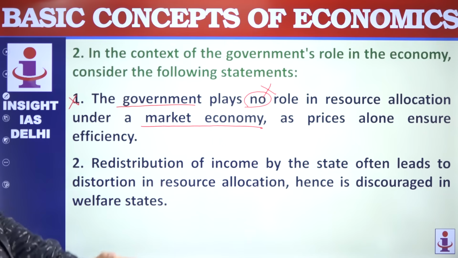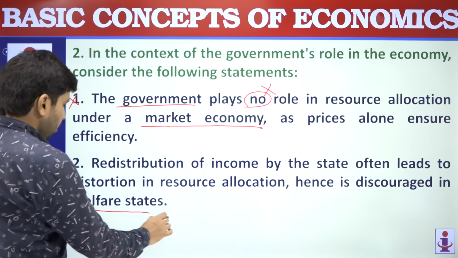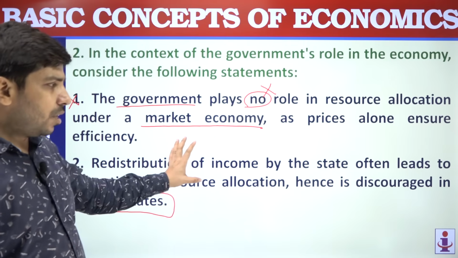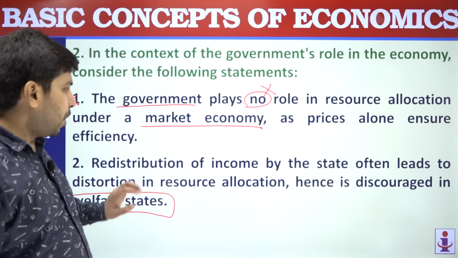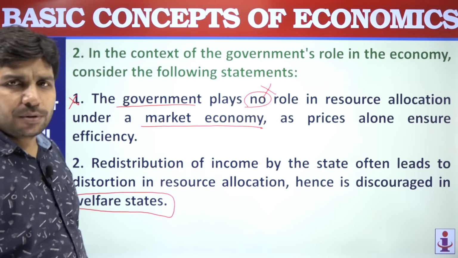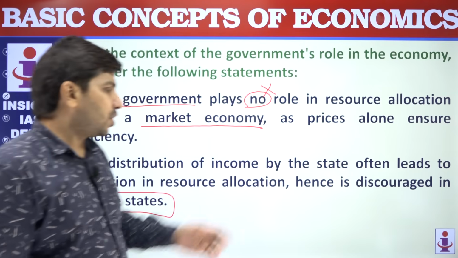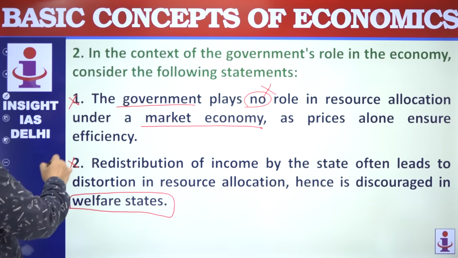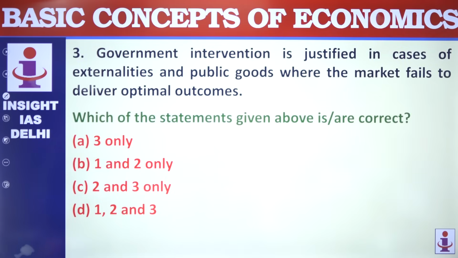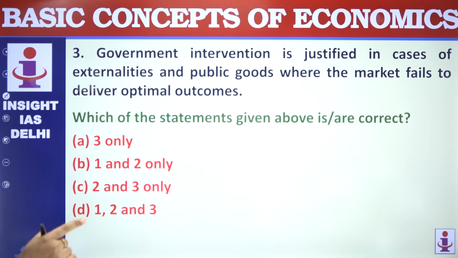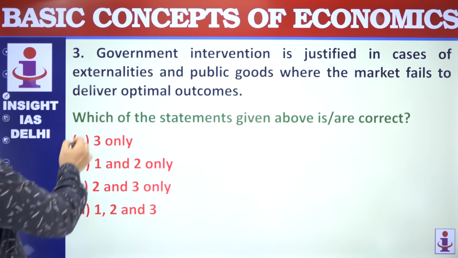Redistribution of income by the state often leads to distortion in resource allocation, hence is discouraged in welfare states. No, very clear cut, बहुत straightforward तरीके से. This statement is a bit lengthy, but if you read it, you will easily identify it is not correct, because here it is saying welfare states, and it is saying discouraged state intervention. Second statement is also not correct. Then the third statement: government intervention is justified in cases of externalities and public goods where the market fails to deliver optimal outcomes.